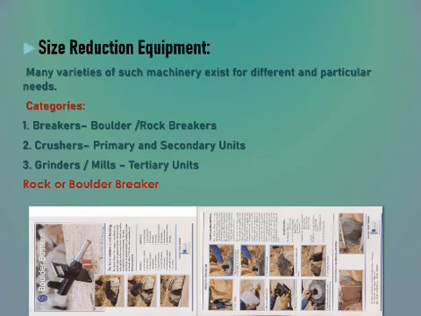Size reduction equipment. Many varieties of such machinery exist for different and particular needs. Categories: we have the breakers, boulder or rock breakers; crushers, the primary and secondary units; and grinders or mills, the tertiary units. Rock or boulder breaker: in this diagram, we are seeing a rock or boulder breaker, which is a machine that's used in breaking rocks into smaller particles.